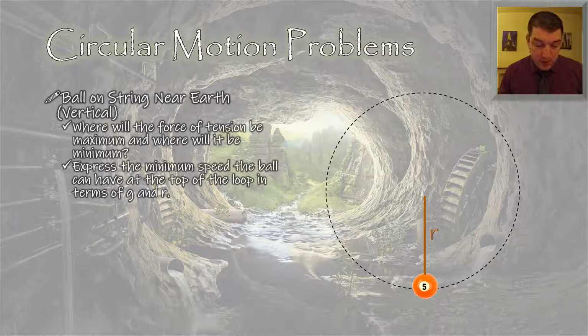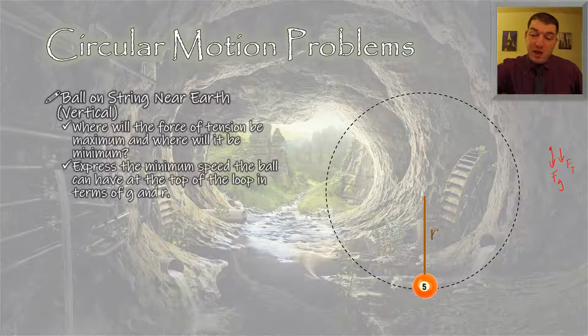For the second part of the problem, what is the minimum speed the ball can have at the top of the loop in terms of g and r? At the top of the loop, the force of gravity and the force of tension are both going towards the center. Now the problem is, if you go too slow, tension will go to zero. If it goes to zero, you're at that minimum speed, because force of gravity is constant. You can only travel at one speed with the force of gravity to follow the loop at that radius.